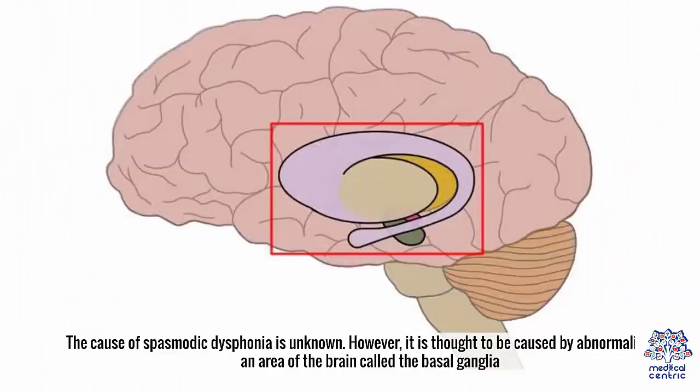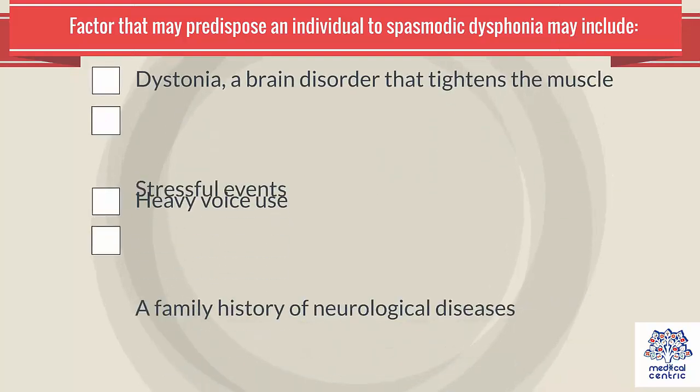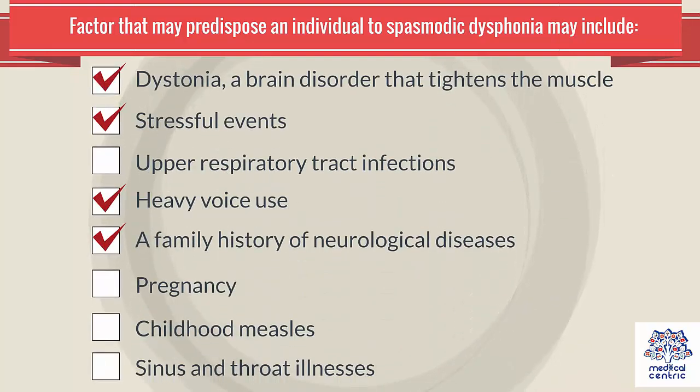Causes. The cause of spasmodic dysphonia is unknown. However, it is thought to be caused by abnormalities in an area of the brain called the basal ganglia. Factors that may predispose an individual to spasmodic dysphonia may include dystonia, a brain disorder that tightens the muscle, stressful events, upper respiratory tract infections, heavy voice use, a family history of neurological diseases, pregnancy, childhood measles, sinus and throat illnesses.